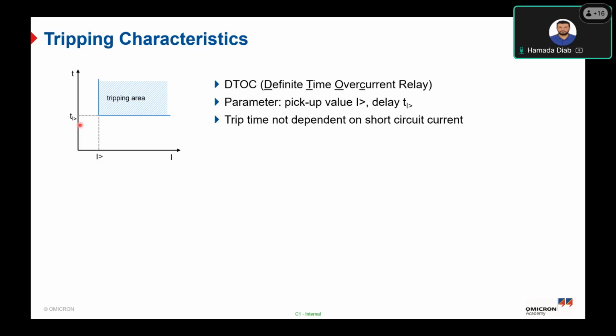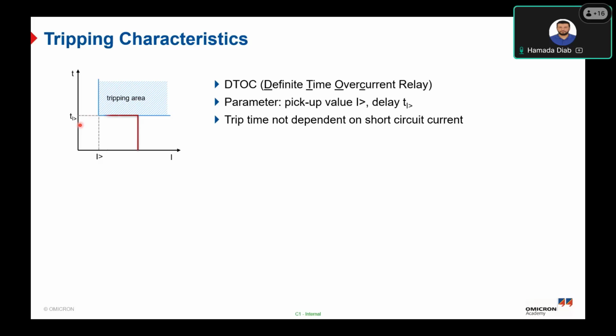And that's why in some cases we have two stages of the definite time overcurrent. One stage, I greater, represents the overload protection, and the other one is the short circuit protection, which has a very small trip time for sure. So the DTOC is commonly implemented with two stages. The first stage is I greater, the second stage is I double greater.